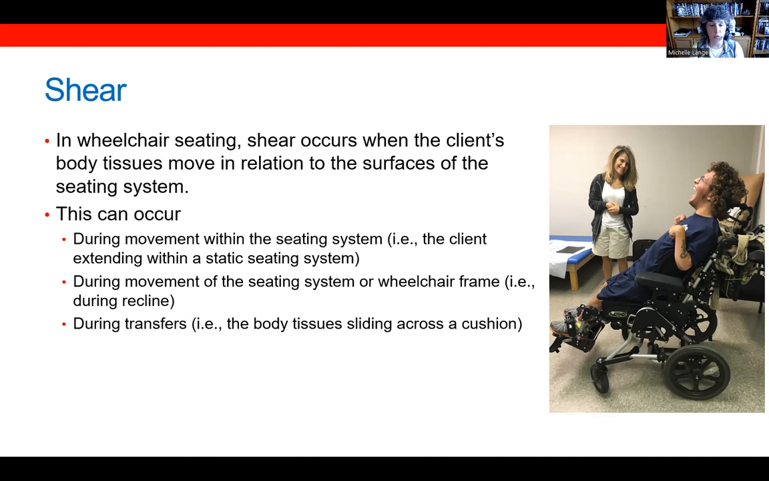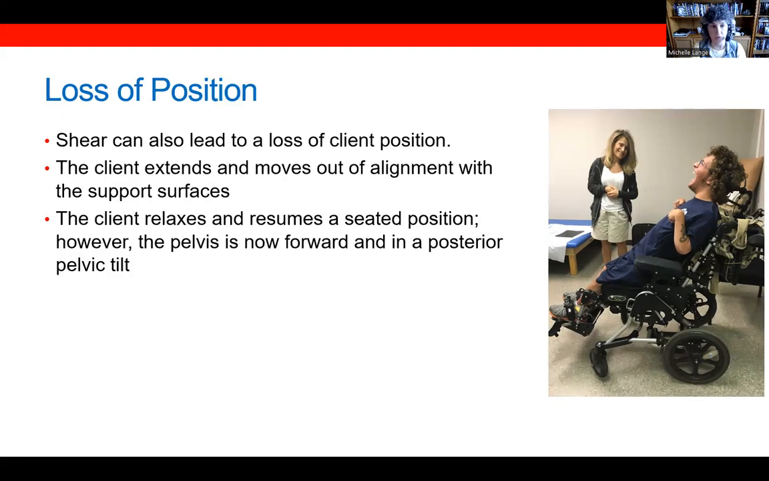It could be that there's movement occurring in the seating system or wheelchair frame, such as a recline. This also can lead to a disruption in alignment between the client and support surfaces. And then finally, during transfers, and this depends on the type of transfer, if the client is sliding across a cushion heading towards another surface, there is again a lack of consistency in the client contact with the support surfaces. It's changing as they move across the surface of that cushion.